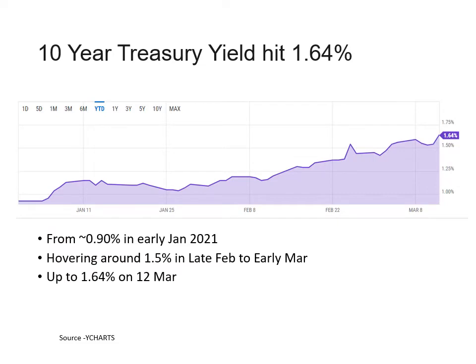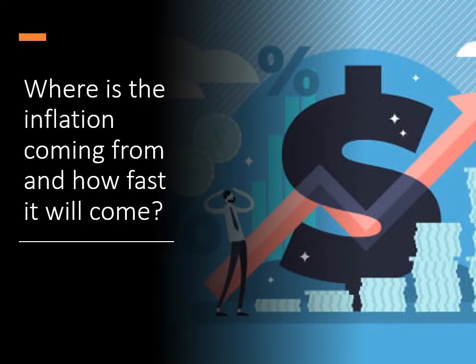And then we can look at the latest data of the 10-year Treasury yield. We can see that it had been rising from 0.9% in early January, and then it hovered around 1.5% from late February to early March, and eventually shot up to 1.64% on the 12th of March. So now we can move on to the core topic that we're going to talk about today. Where is the inflation coming from and how fast will it come?